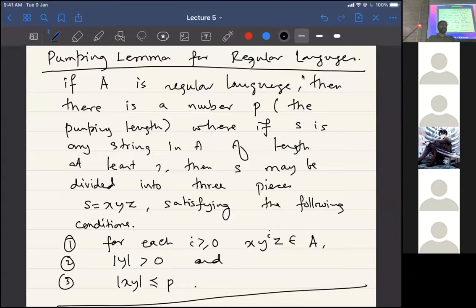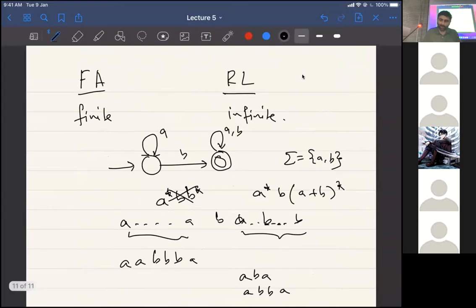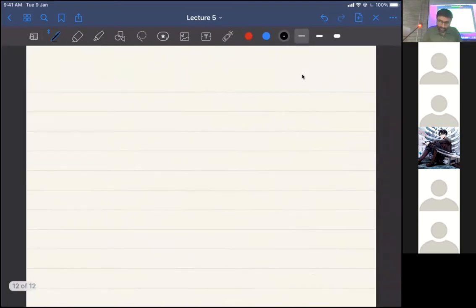So it does not say that if the language is not regular, we cannot apply the pumping lemma. We can still apply the pumping lemma. It says that if the language is regular, we can apply it. It does not say anything about if the language is not regular. What it says is, if we apply the pumping lemma, then something like this. I hope that you have done this in logic in discrete mathematics.